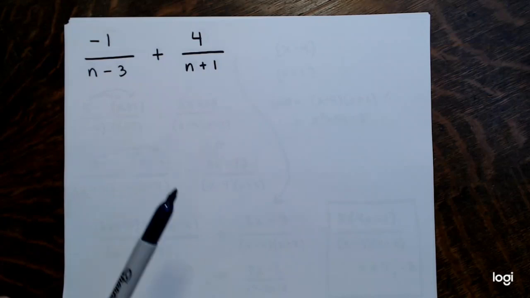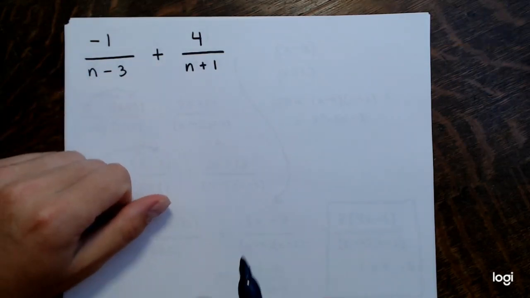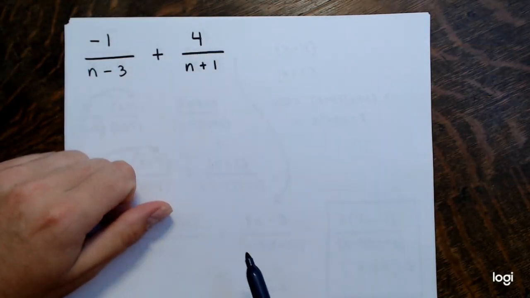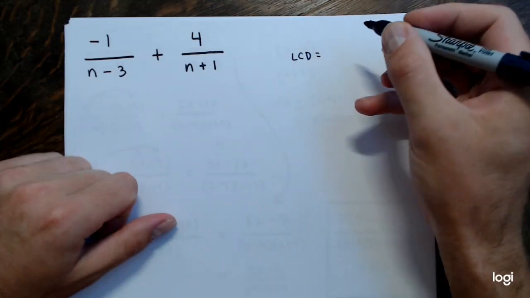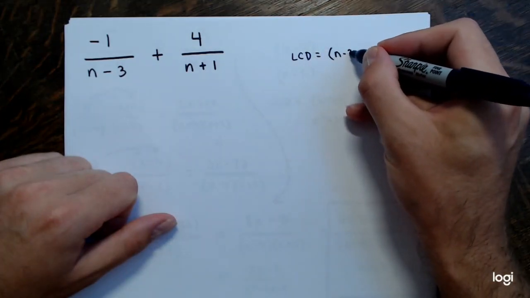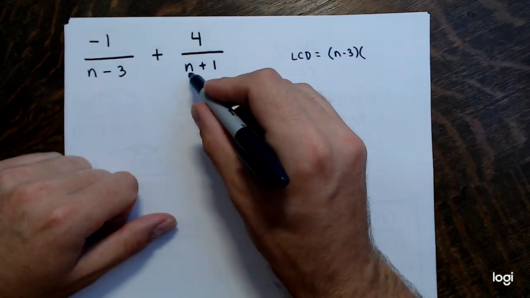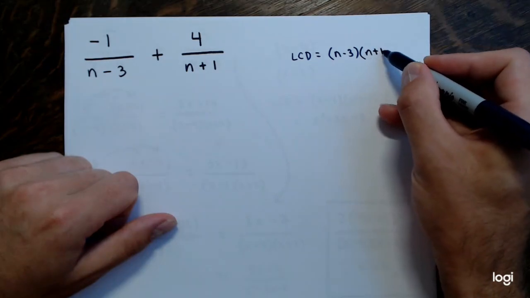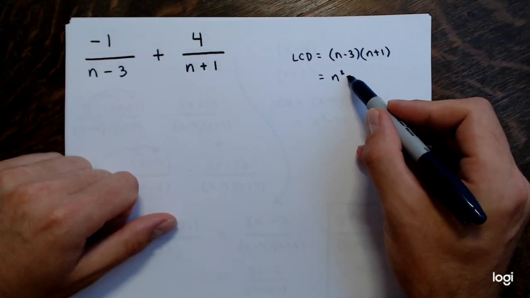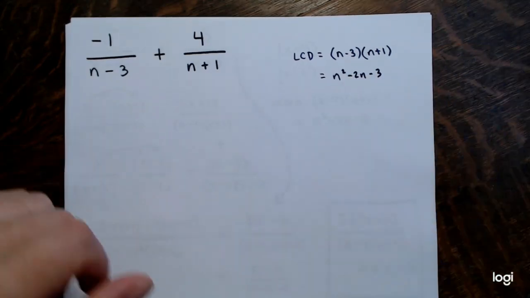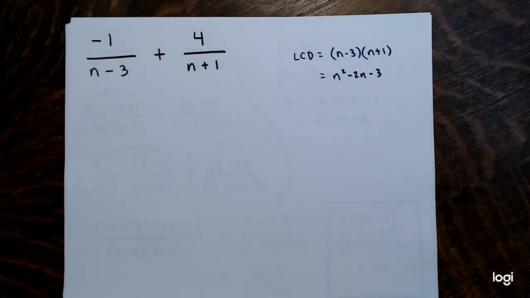Alright, so another similar problem. Negative 1 over n minus 3, plus 4 over n plus 1. Alright, so hopefully you're seeing that the LCD here is n minus 3, the only factor of this denominator, times n plus 1, the only factor of that denominator. And again, if you want to multiply it out, it'd be n squared minus 2n minus 3. But I'm going to leave it in factored form.